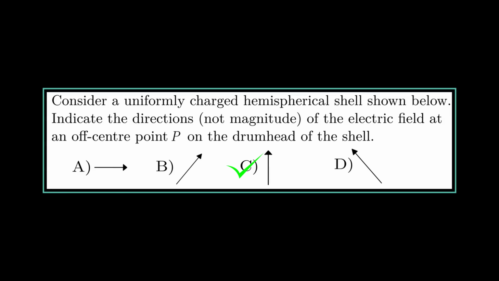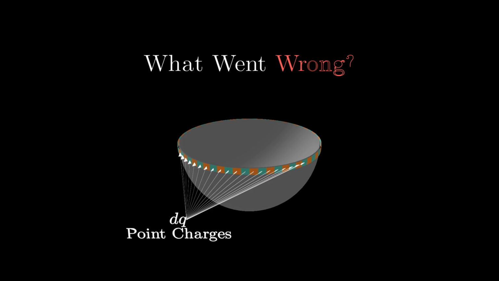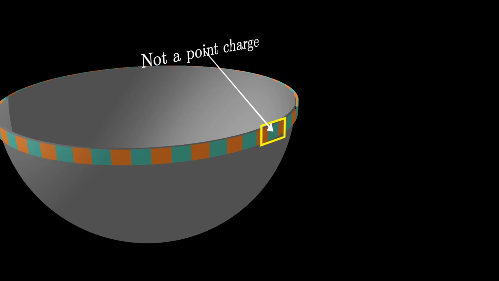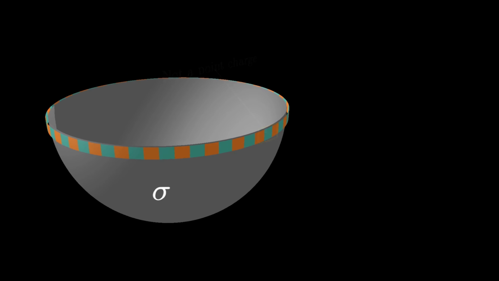Well then, what went wrong in our first approach? Did Coulomb's law fail? No, it did not. The fact that we assumed these tiny elements to be point charges was incorrect. It is clearly somewhat like a curved square, so it is not a point charge. Let's fix our approach. Suppose the surface charge density of this hemisphere is sigma.